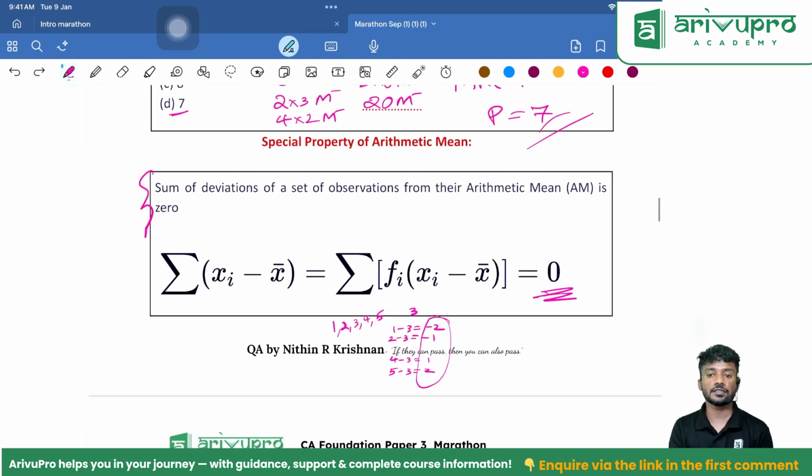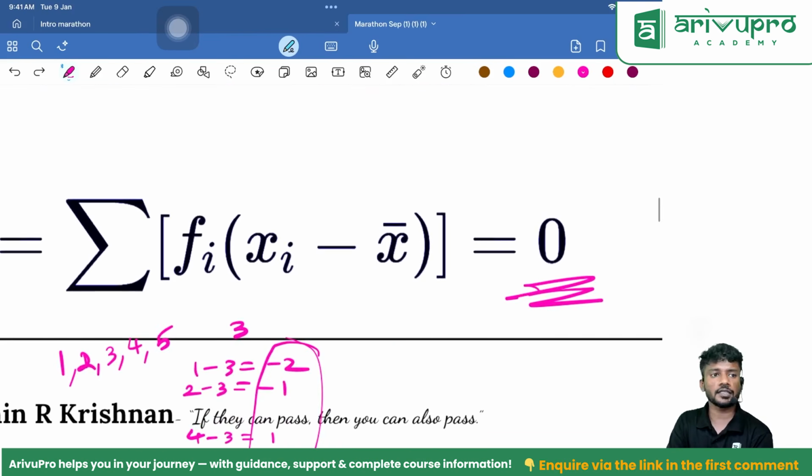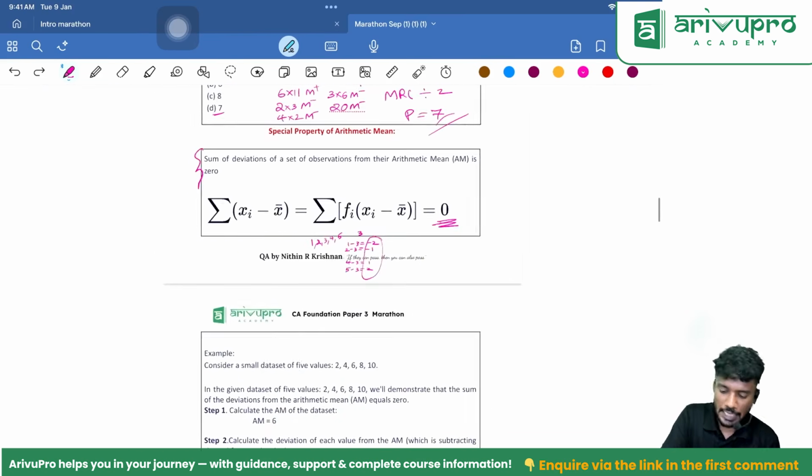Sometimes they can ask directly, one word: sum of all the deviations is how much? 0. Even for group data, that is possible. Yes. Next one.